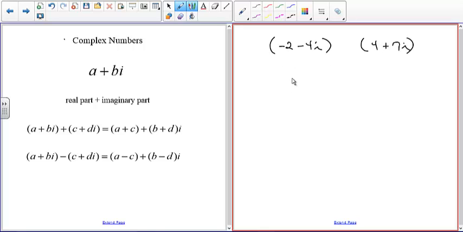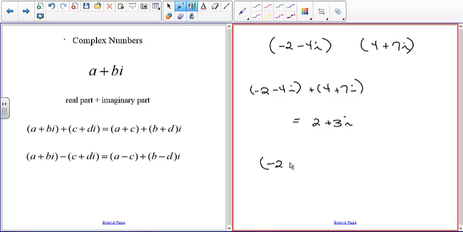So if I want to add those two numbers together, the answer is going to be, I add the real parts together. So you get negative 2 plus 4, which is going to be plus 2. And then you've got negative 4 plus 7, which is plus 3. And that's the i part. So that's how complex addition works.